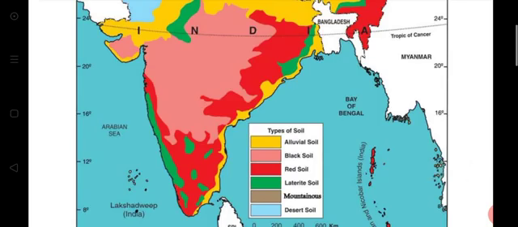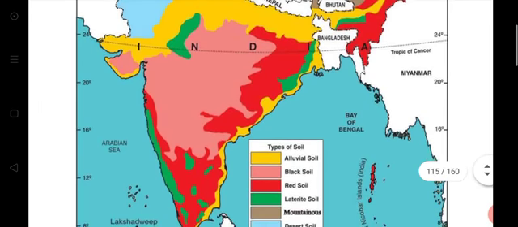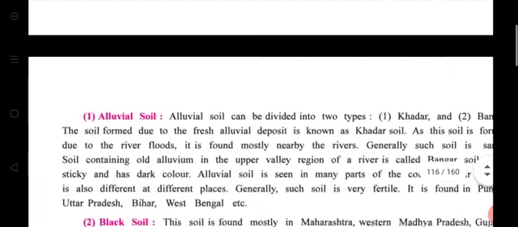If you know the map perfectly with the states, then you can identify it. Otherwise, you can identify it by the color. Red soil. Clear? Good.